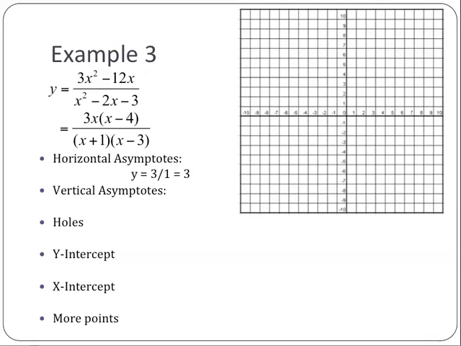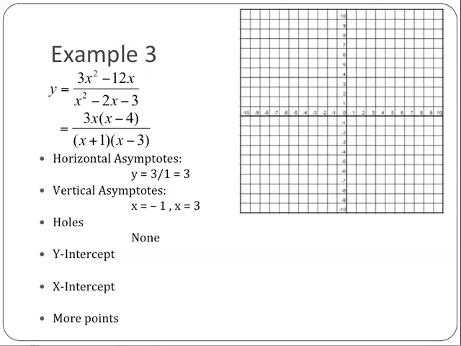Vertical asymptotes, anything that makes just the denominator equal to 0. In this case, that would be -1 and 3. Holes, anything that shows up in both the numerator and the denominator to equal 0. In this case, we don't have any.